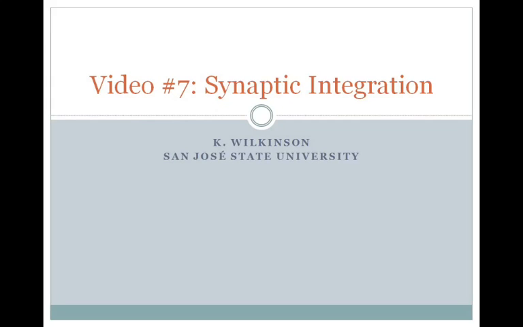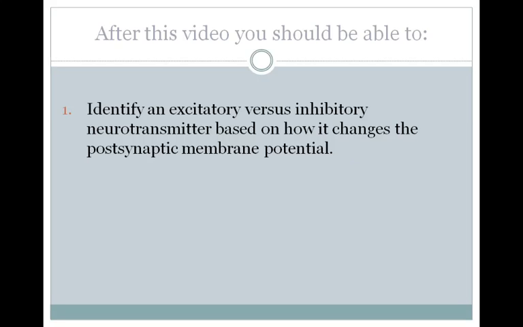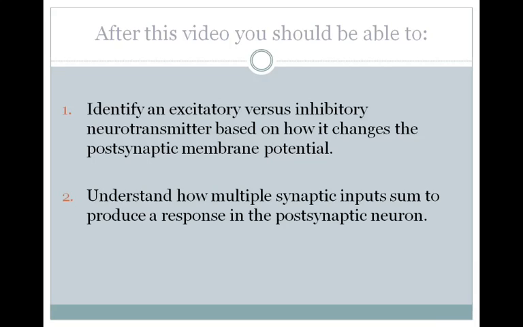In today's video, we'll be discussing synaptic integration. After watching this video, you should be able to do the following things. First, you should be able to identify an excitatory versus inhibitory neurotransmitter based on how it changes the postsynaptic membrane potential. And second, you should be able to understand how multiple synaptic inputs sum to produce a response in the postsynaptic neuron.